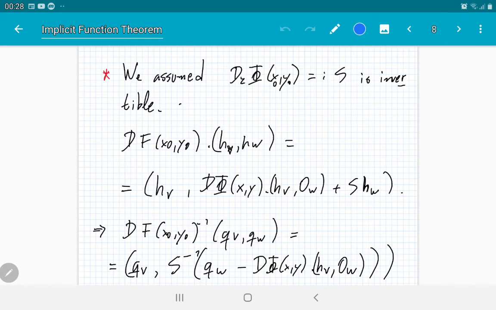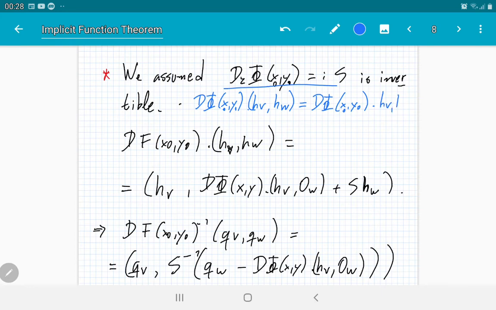Now there's a little bit more structure here, because remember that I assumed that the second derivative is invertible. Let me remind you that if I look at this derivative here, what is this? This is a linear function. I'll apply it to hv, hw. I can take hv, 0w plus 0v, hw. The sum of pairs just gives me this pair here. And I can now use it here.